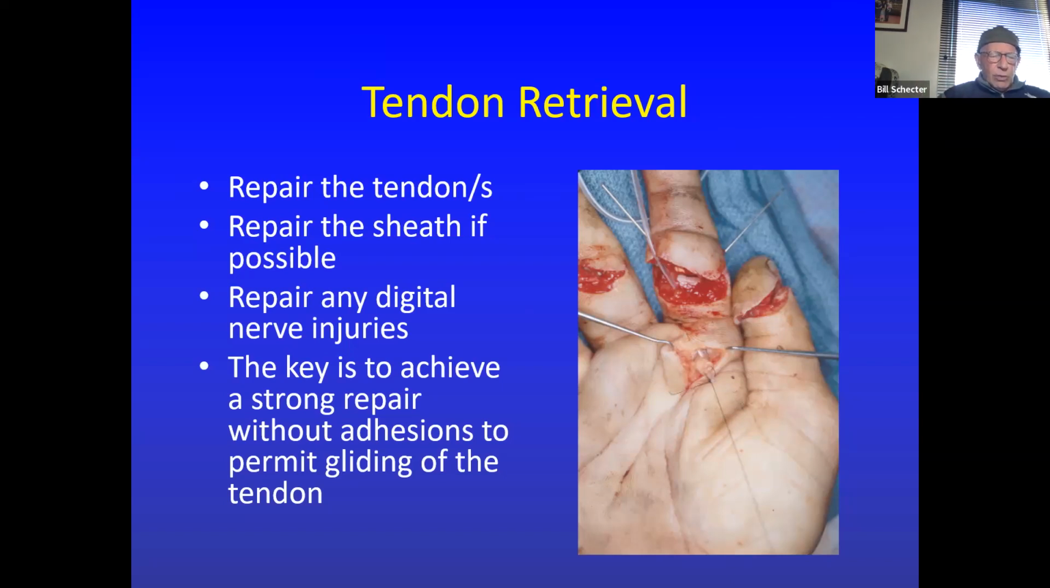Now I'm going to show you in a moment the modified Kessler stitch, and we'll talk about some additions that people use. But you want to get the tendons neatly approximated so that there are no ends sticking out, which can become caught on the flexor sheath. And then, if possible, if you can repair the flexor sheath, that would be great. You can't always do it, but if you can repair the flexor sheath, that will minimize the amount of adhesion formation around the cut end of the tendon.